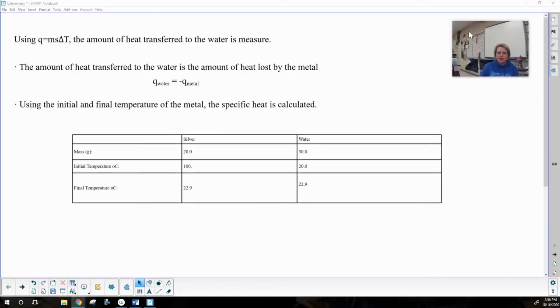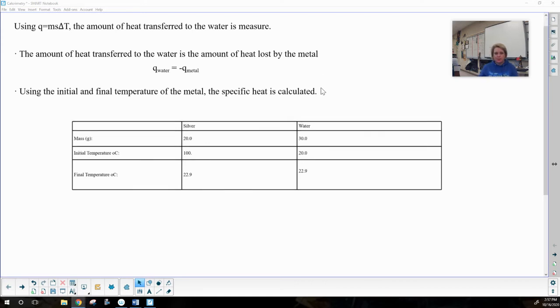So the secret of calorimetry is that if I know how much heat was gained by the water, I will be able to calculate exactly how much heat was lost by the reaction, and in this case, it's going to be the metal. So the goal is to prove that the specific heat of silver is once again 0.234 joules per gram kelvins, and there's my data table.